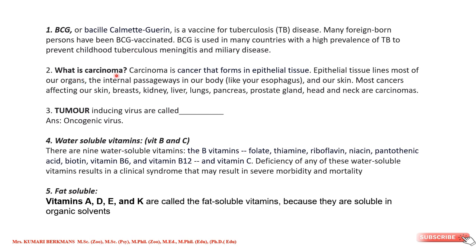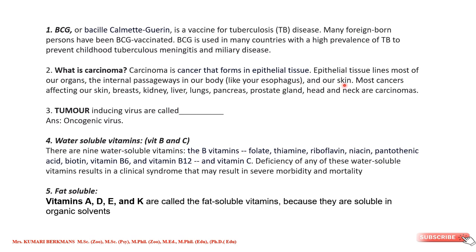Then, what is carcinoma? Carcinoma is a cancer that forms in epithelial cells. What is epithelial tissue? Epithelial tissues line most of our organs. Epithelial means the outer covering of the organs, as well as the inner layer. Inner, for example, the esophagus. The esophagus is the food pipe, from the mouth to the stomach.